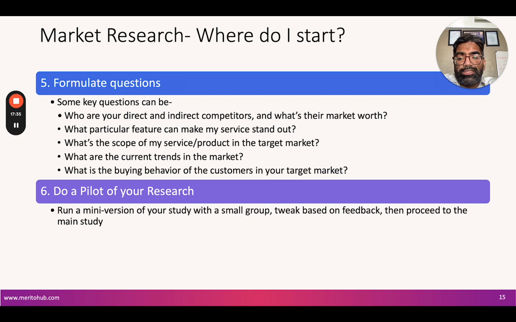What is the scope of my service or product? And if you are doing something else, compare it with what options are available currently, and then take your audience's input on that. What are current trends in the market? Where is the market going?